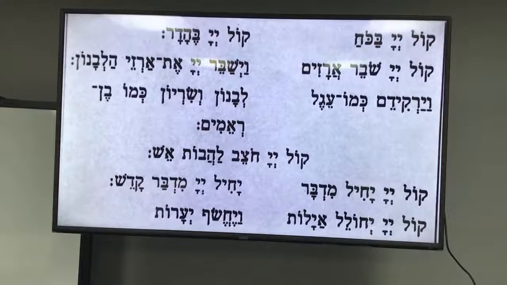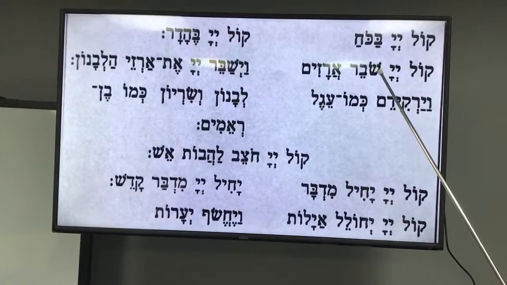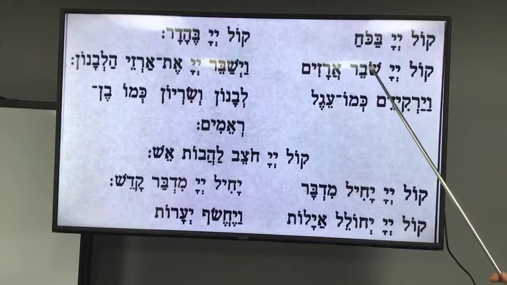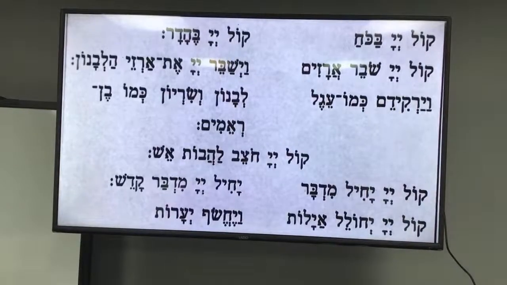Kol Adonai bakoach. Kol Adonai behadar. Kol Adonai shover. Now notice you've got two dagesh. What happened there? Well, this is to tell you that you have a shin with an o. Shover. Shover Arazim.